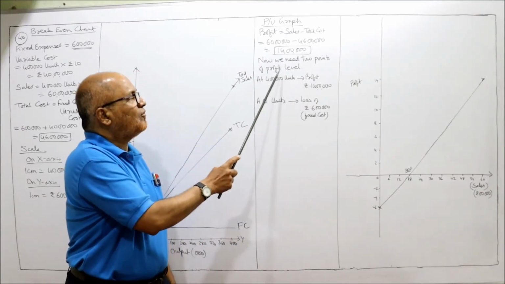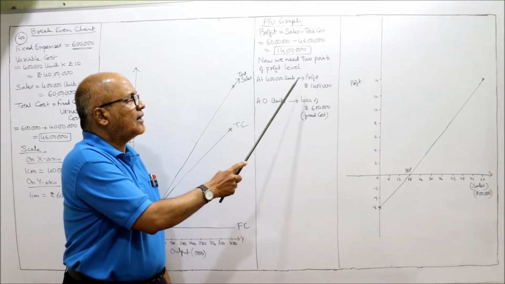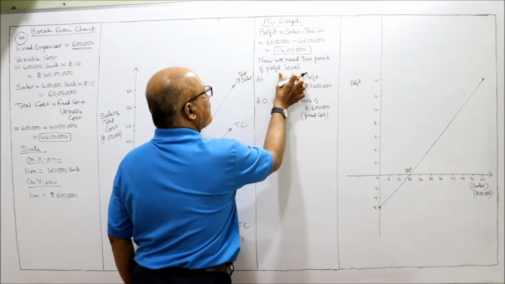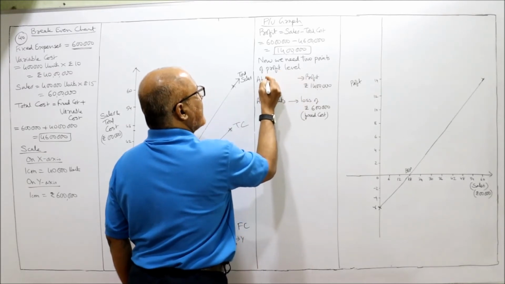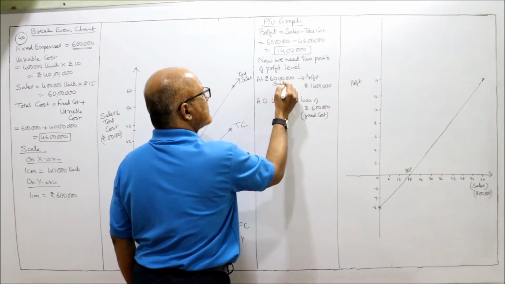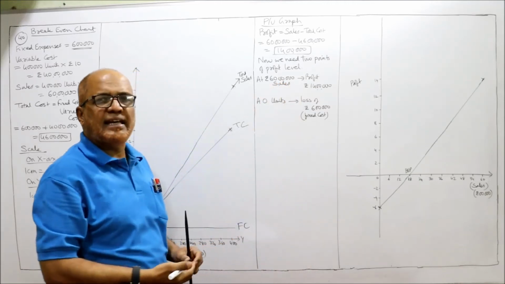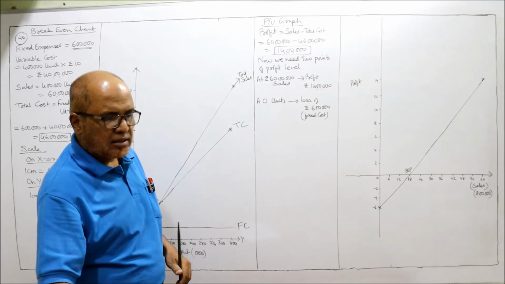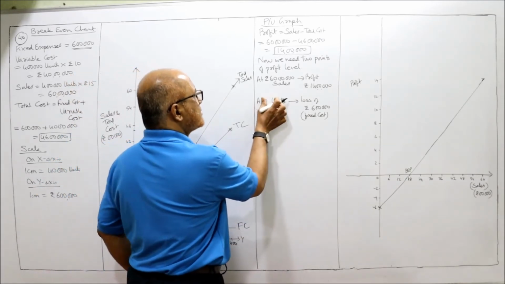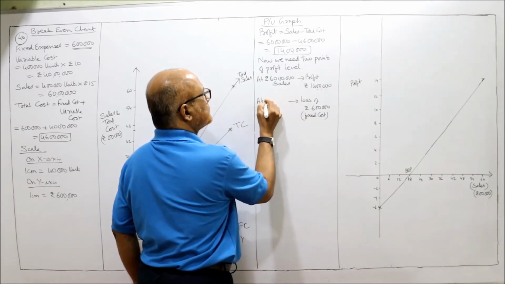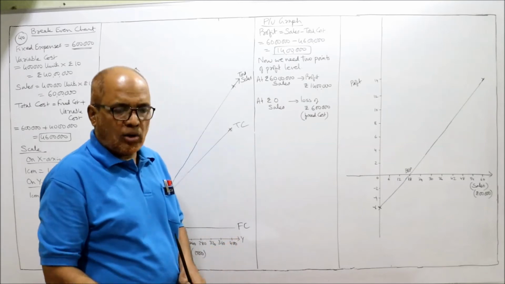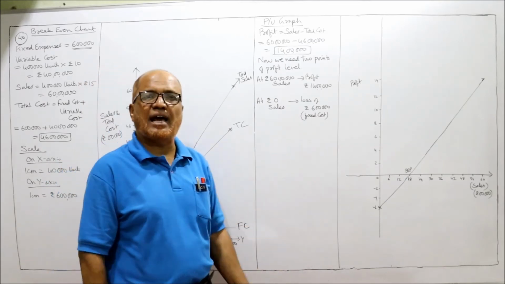Now we need 2 points of profit level. At 4 lakh units, profit will be 14 lakh. Instead of 4 lakh units, I will take rupees 60 lakh of sales. At rupees 60 lakh of sales, the profit is 14 lakh. At rupees 0 sales, there is a loss of 6 lakh.